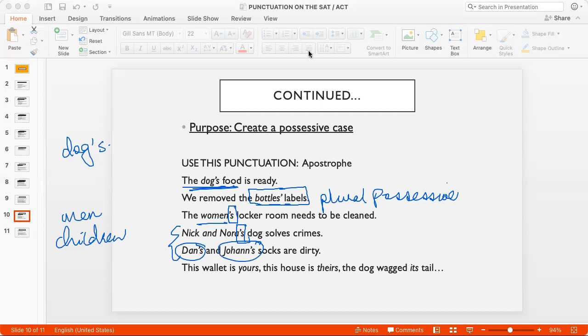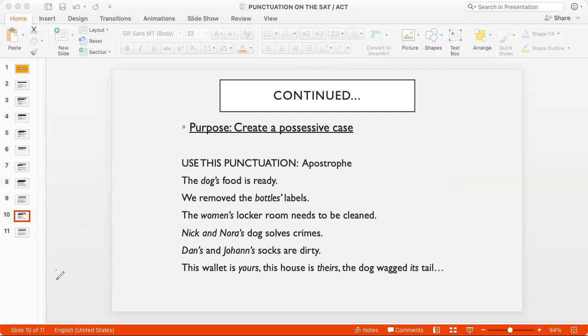And then we have possessive pronouns. Possessive pronouns do not use an apostrophe. This is one of the SAT's favorite questions, right? This wallet is yours, no apostrophe. This house is theirs, no apostrophe. The dog wagged its tail, no apostrophe.